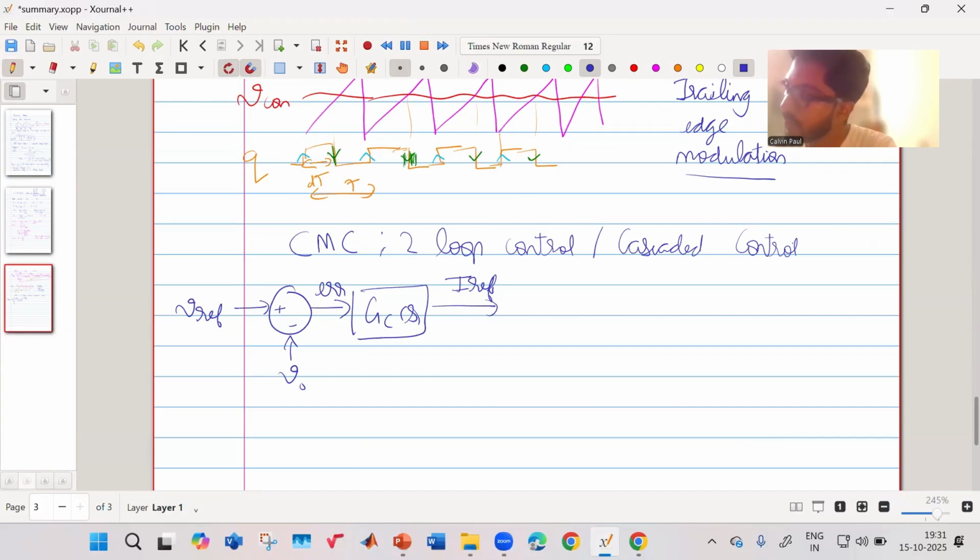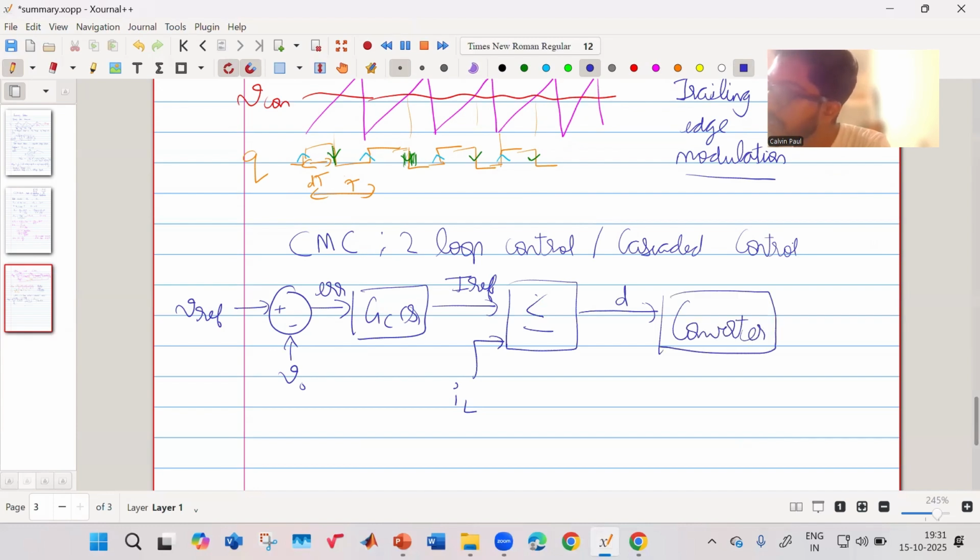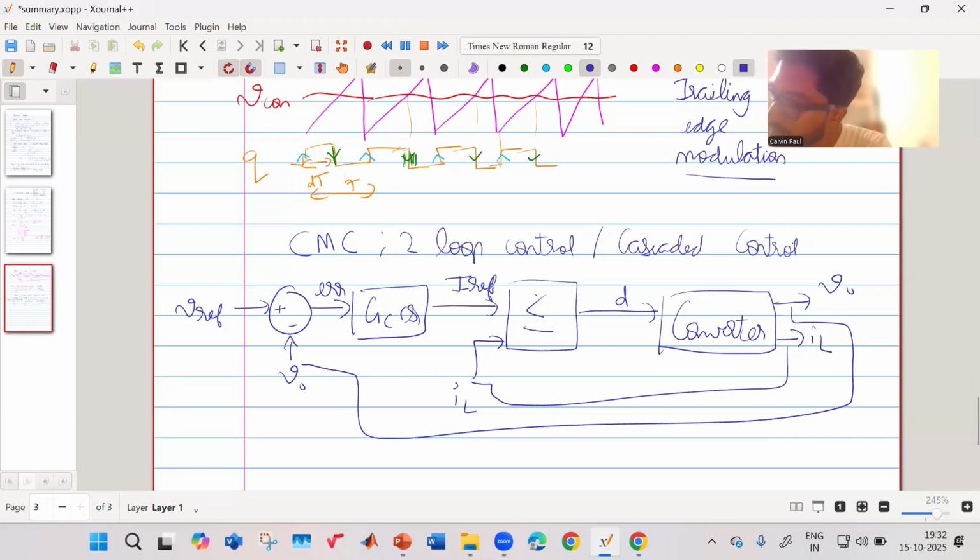Now, once it generates this IREF, we compare it with our inductor current, when your IREF becomes less than your IL. And then that generates our duty, which goes to our converter, which in turn has some output voltage, has some inductor current. That inductor current information we feed back over here. This output voltage information we feed back over here. So this is our inner loop L1.